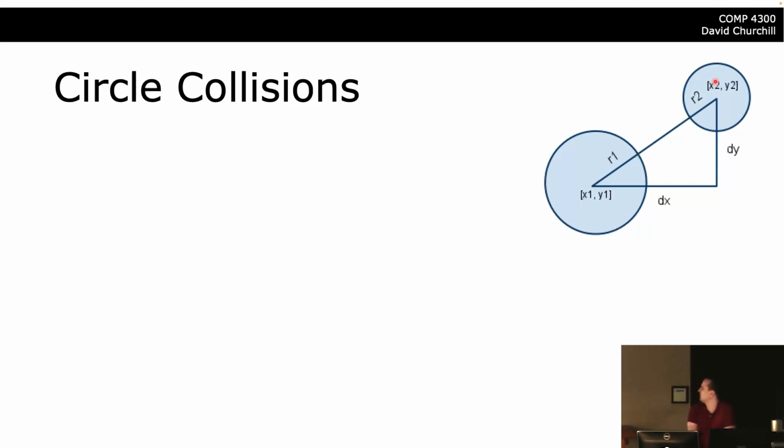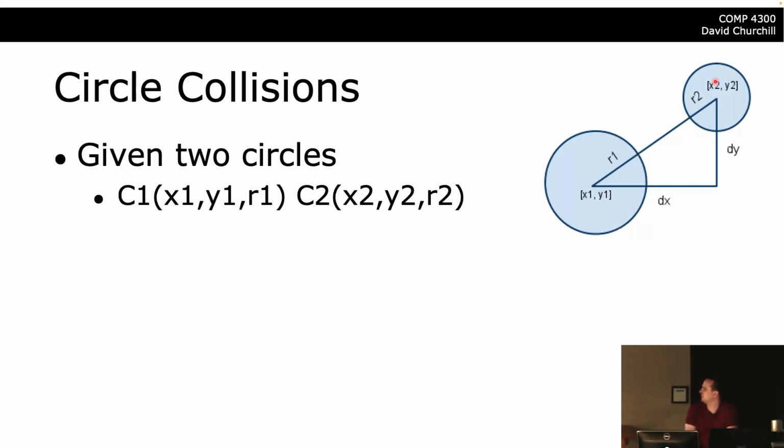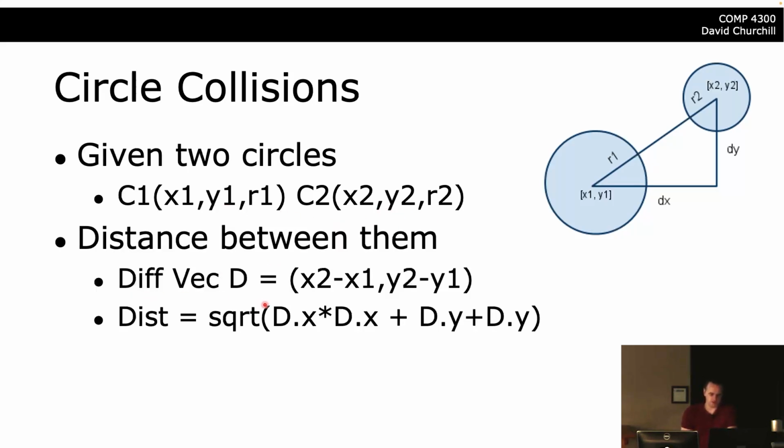So let's just have a look at that math. Given 2 circles specified by x1, y1, and r1, and x2, y2, and r2, calculate the distance between them. So this is, again, just Pythagoras, right? We've already looked at that.